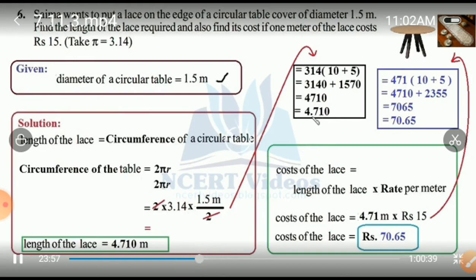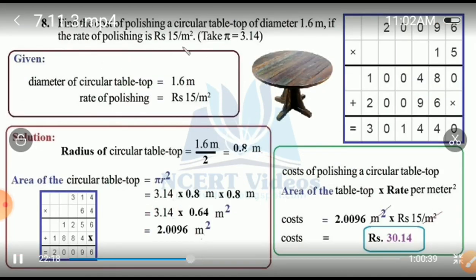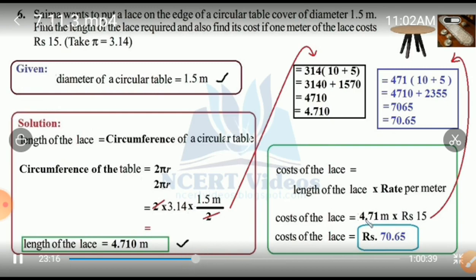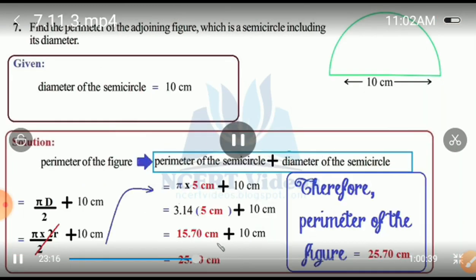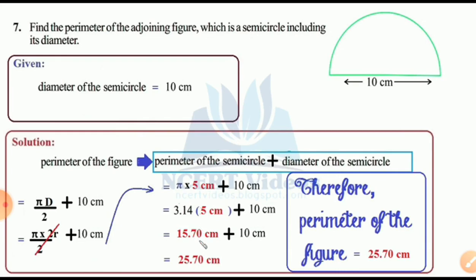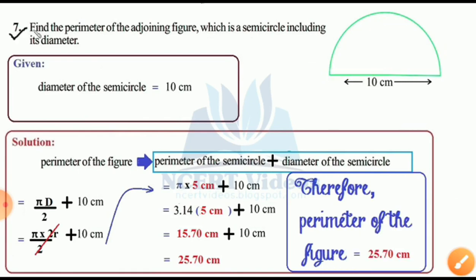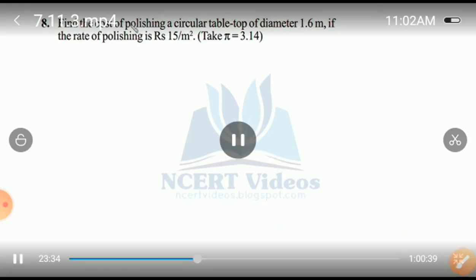Now question number 7. Question number 7 is on your screen. Can you see it better? It is question number 7. Isn't it? See, question number 7 is here. Find the perimeter of the adjoining figure which is a semicircle including its diameter. Students, we know this is half the circumference, but you have to calculate the diameter also together. Okay, diameter of the semicircle is equal to 10 centimeter, already given. You can use it. What you have to find?